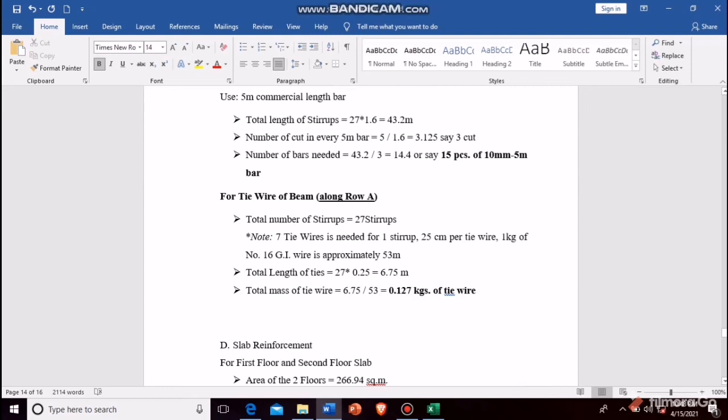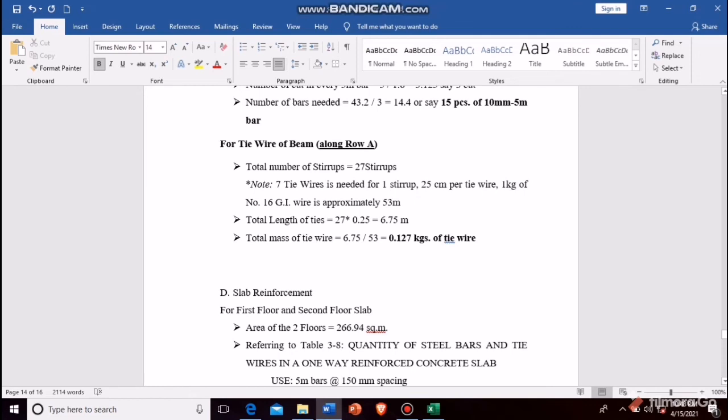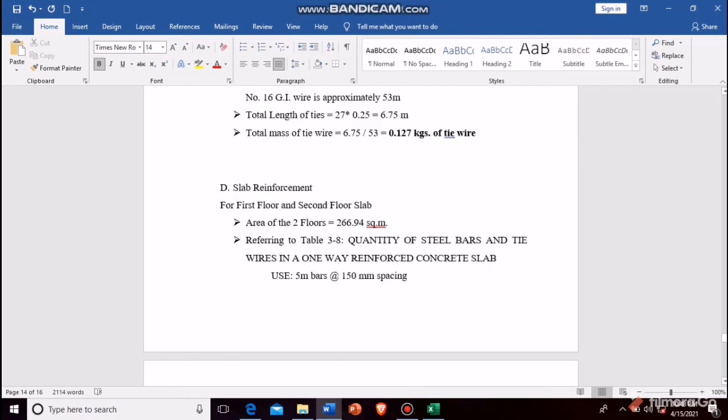For tie wire of beam along row A, so the total number of stirrups is 27. So total length of ties is 27 times 0.25, that is 6.75 meter. And the total mass is 6.75 over 53, that is 0.127 kilograms of tie wire.